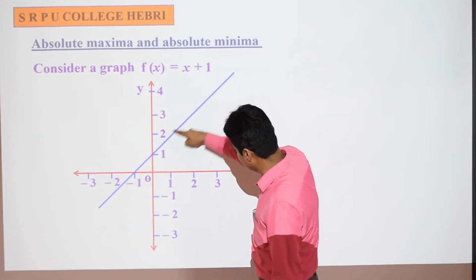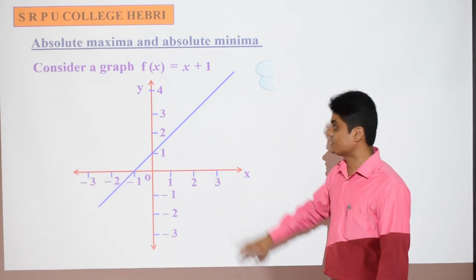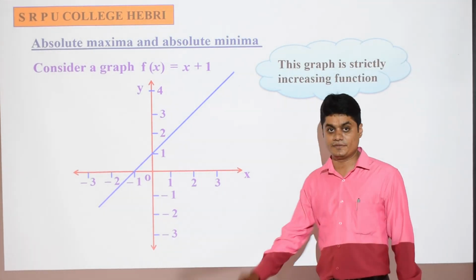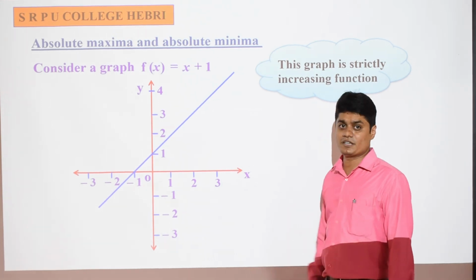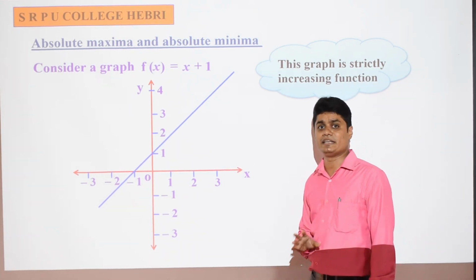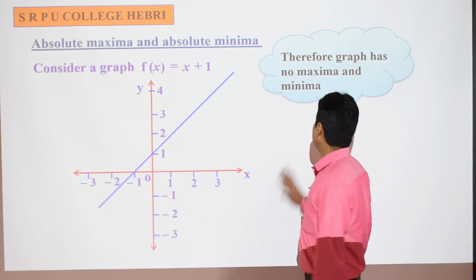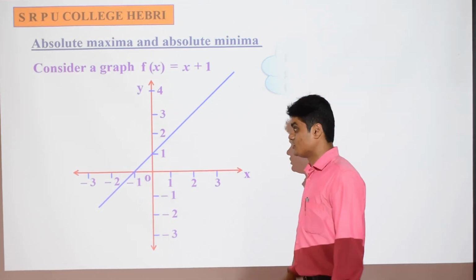maximum will be this, minimum will be this. So as it is, you cannot decide whether this function has a maximum. Since it is an increasing function, definitely this function does not have any maximum and minimum. Okay, you know this concept already.